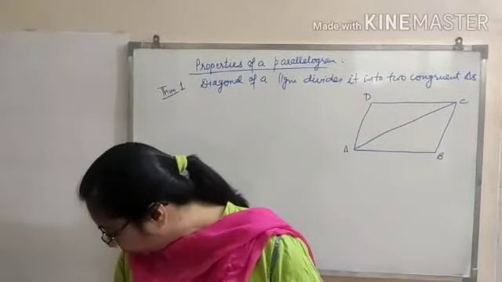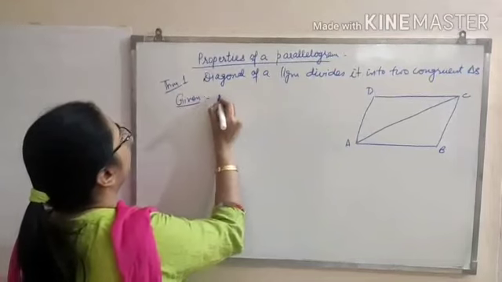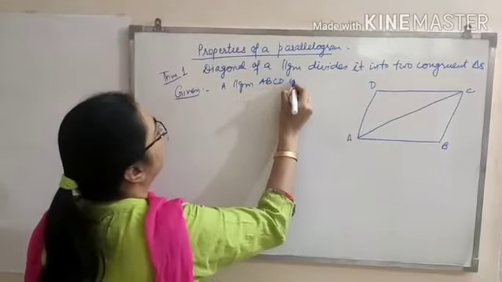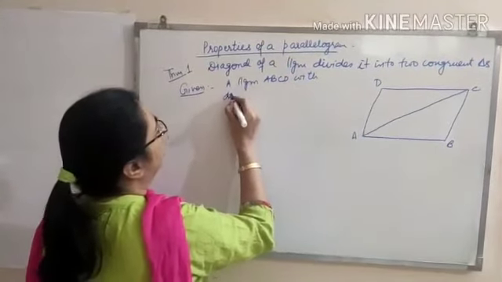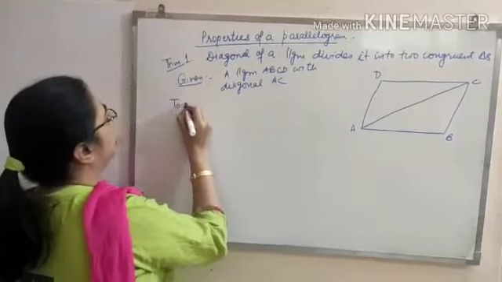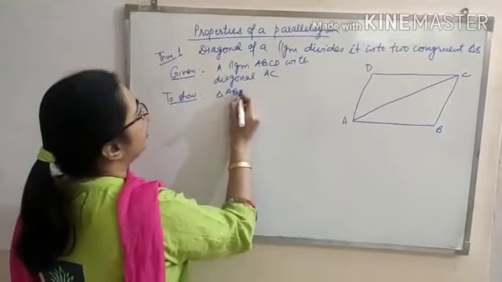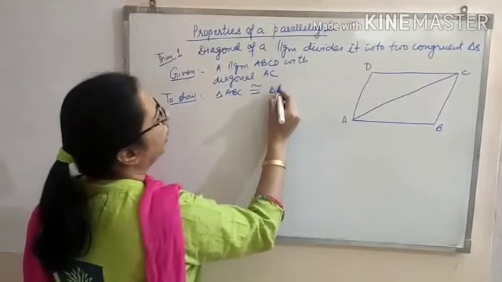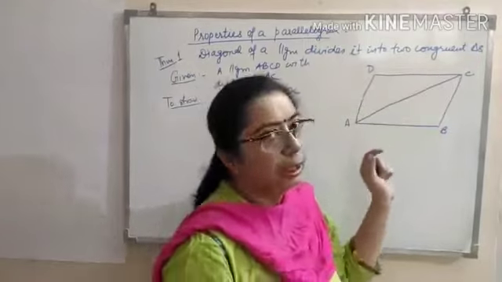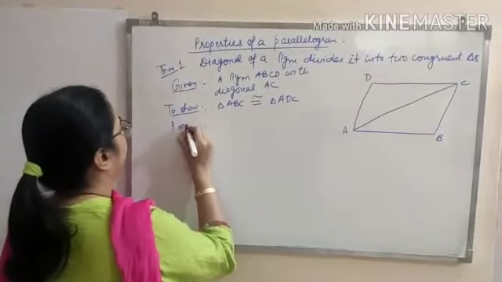So let's prove it. What is given to you? Given a parallelogram ABCD with diagonal AC. And what you have to show? You have to show triangle ABC is congruent to triangle ADC. You have to show this. Now how will you prove it?